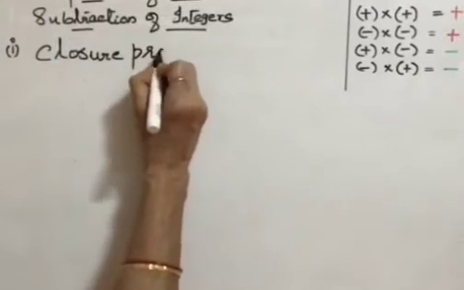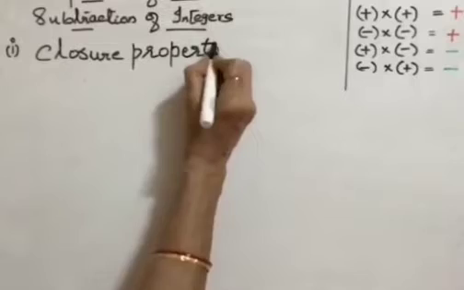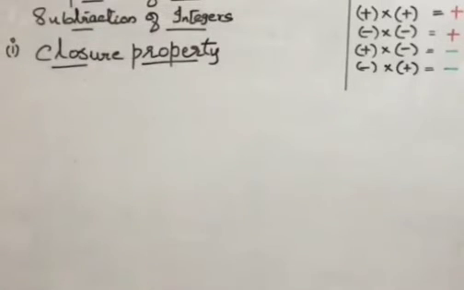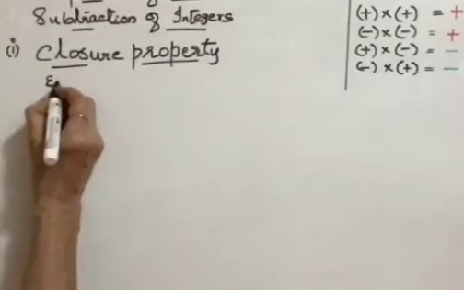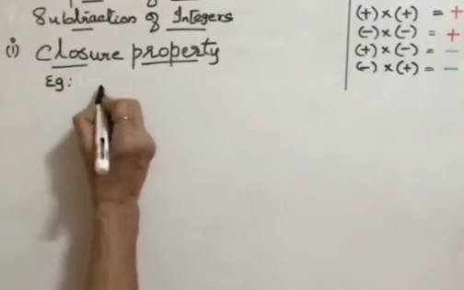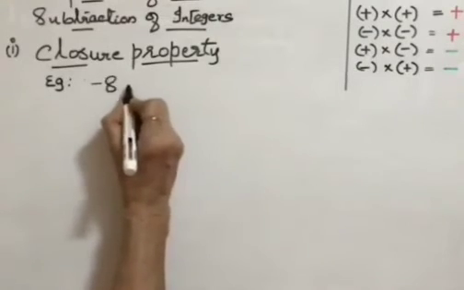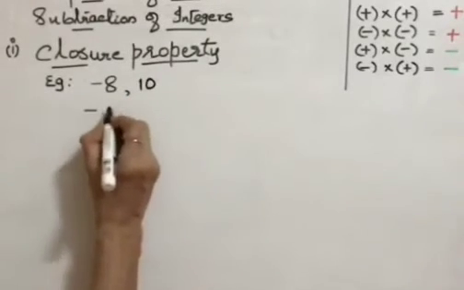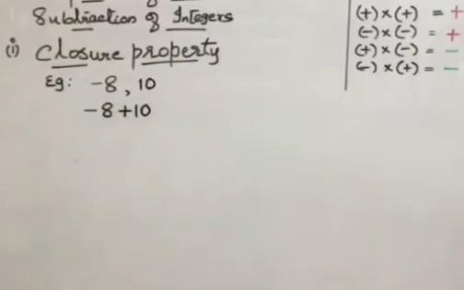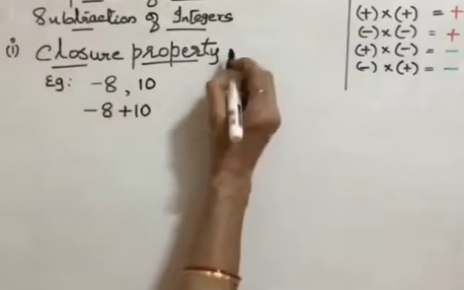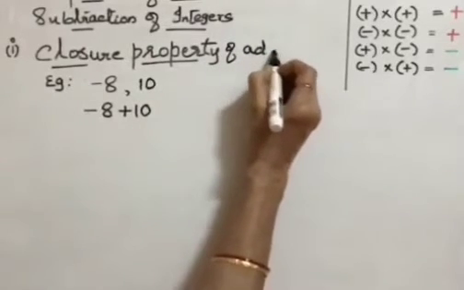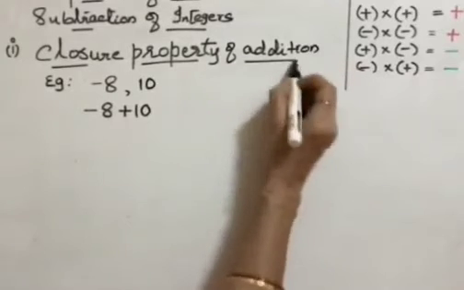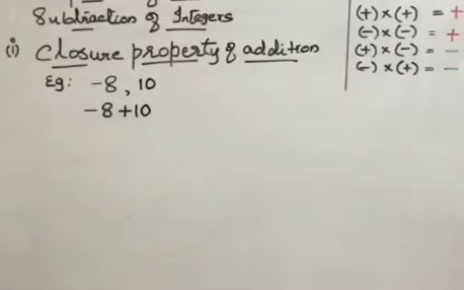Closure property. What do we mean by closure property? Let's see. Closure property, let me take an example and explain. Suppose I take the sum of minus 8 and say 10. Then minus 8 plus 10, we are doing closure property for addition first. So you can write closure property of addition of integers. Okay. So minus 8 plus 10 is, can you recall the third condition?